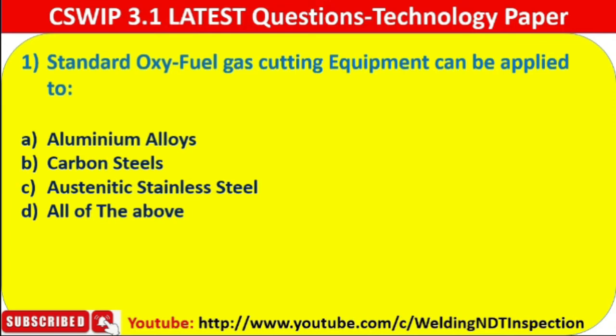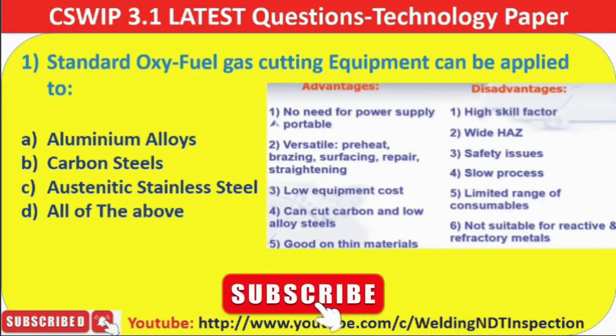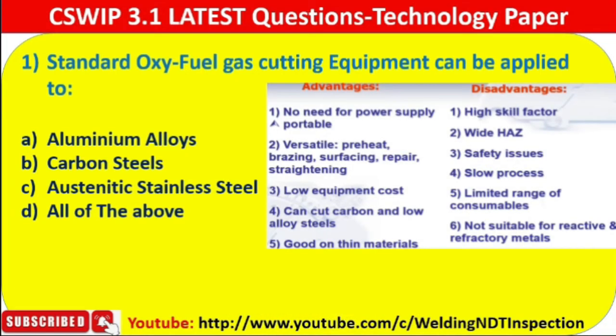A is aluminium alloys. The question is standard Oxy-Fuel gas cutting, so it uses oxygen. What will happen? Aluminium alloys with oxygen will form oxide on the material, and it may be corrosive. Carbon steel and austenitic stainless steel also will have problems in Oxy-Fuel gas cutting. Oxide formation in the steel leads to corrosion problems. D is all of the above, and B is carbon steel. Definitely carbon steel will be the answer.